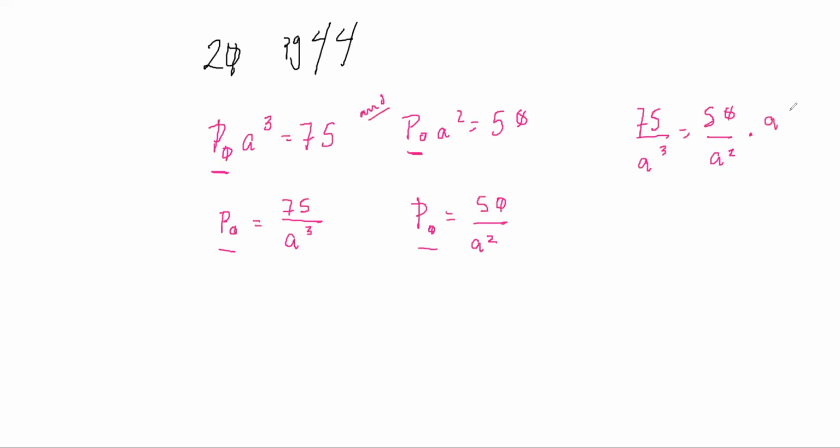And so I'm going to multiply both sides by a cubed and a squared, so I can end up with an equation that I can work with. And so that is going to be a squared times 75 is equal to a cubed times 50.